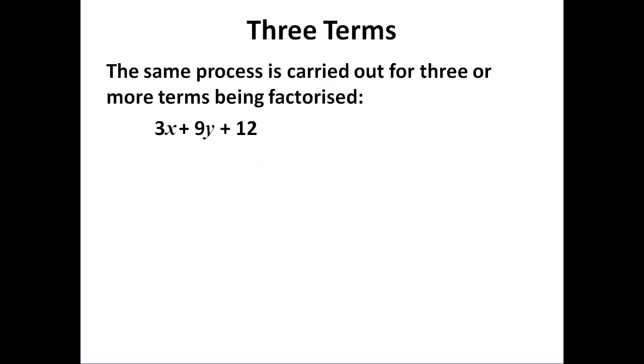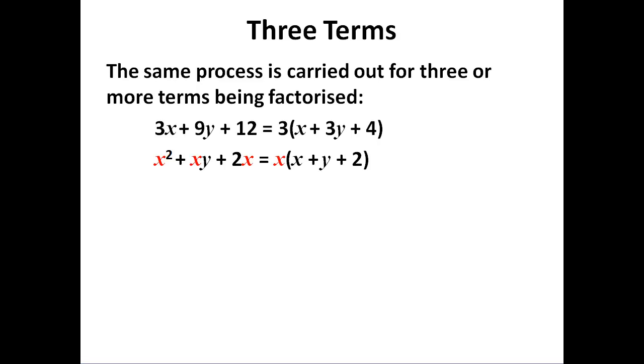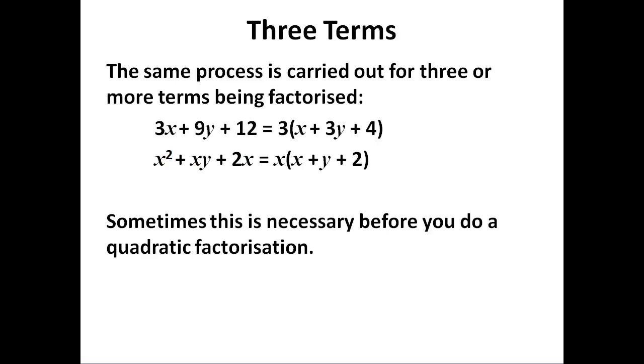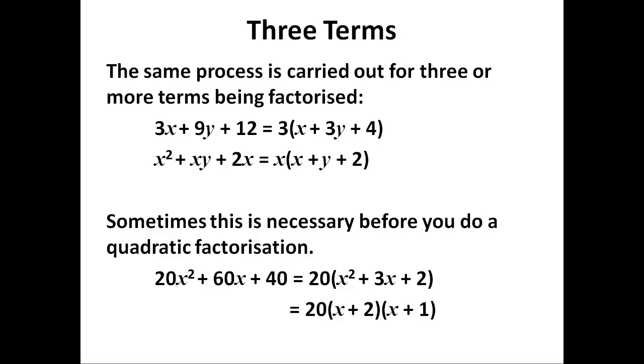You can do it for more than 2 terms. Here, all 3 of these numbers divide evenly by 3, so we can factorise out 3. Here, each of the terms shares a common x, so we can factorise out that common x. Sometimes you actually need to do this before we do a quadratic factorisation. So in a case like this, we have to do a simple factorisation first. Take the 20 out of each of the terms, so they're left with a simple quadratic, which we can factorise separately.